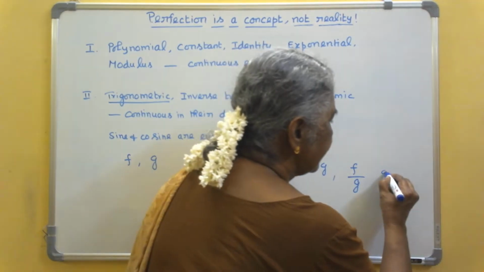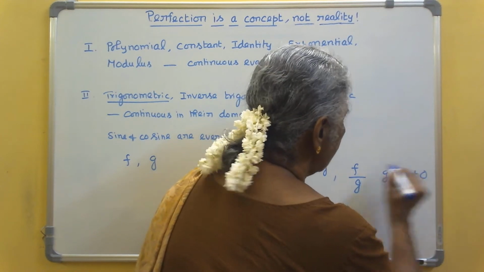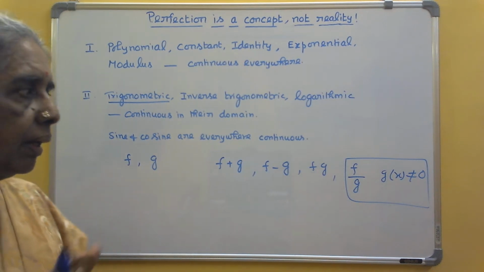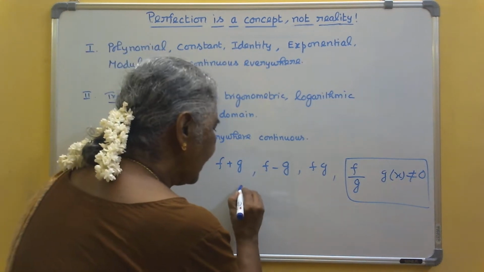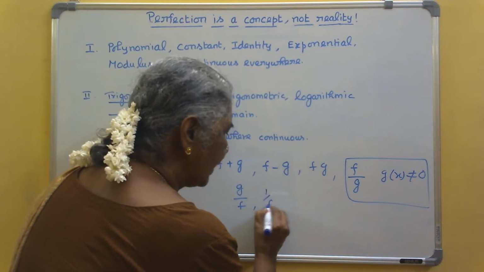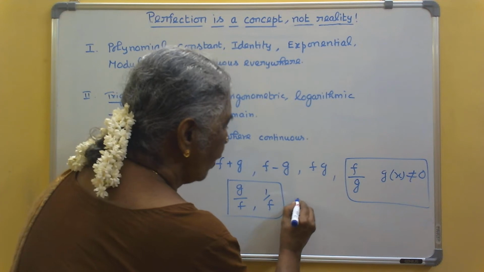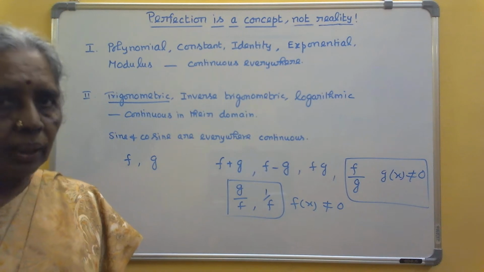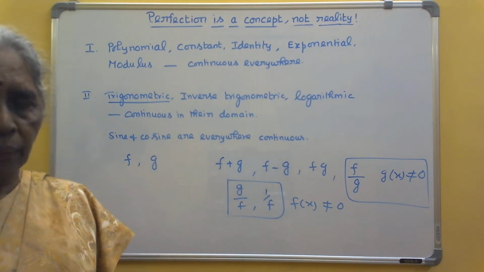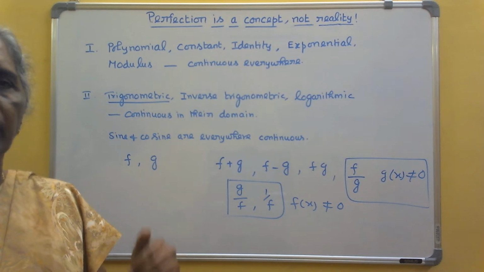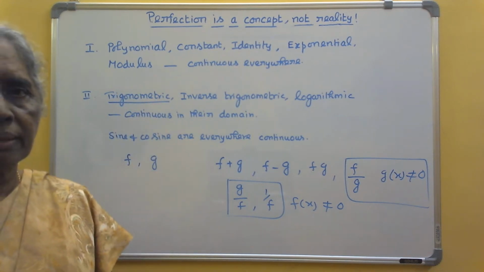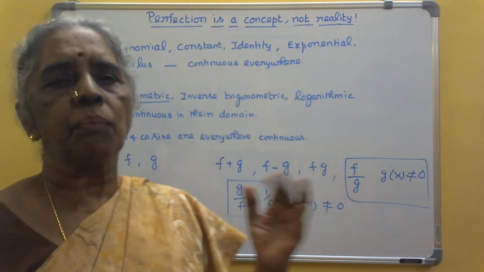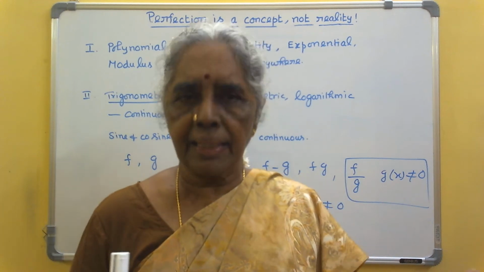Or I can add a condition: g of x not equal to 0, then only f by g will be continuous. Similarly, if you take g by f or 1 by f, these will be continuous only when f of x is not equal to 0. So is it clear? These are the concepts I have told first. Then I will explain the domain of the 4 trigonometric functions, then inverse trigonometry and logarithmic functions. Because if you know these, you will be able to answer certain MCQs easily.